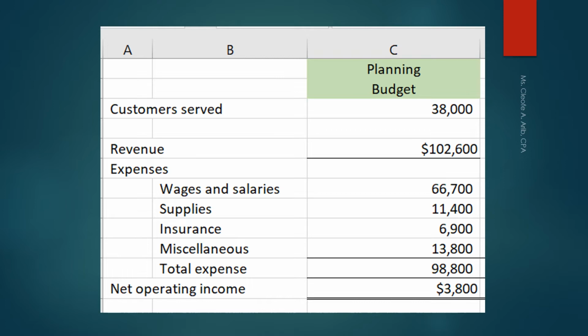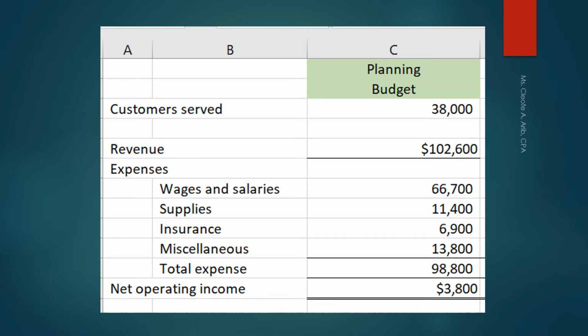And then for the supplies, walang fixed element. What we have is only a variable element of 30 cents per unit. So 30 cents, multiply that by 38,000, you get 11,400. Insurance naman, walang variable element, only fixed. How much is the fixed amount?